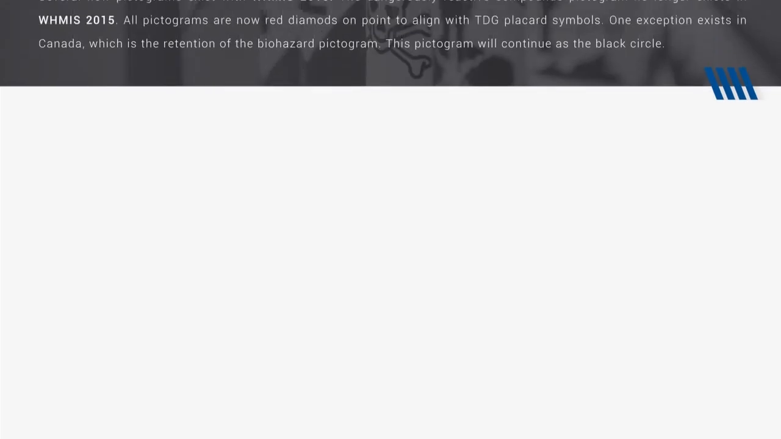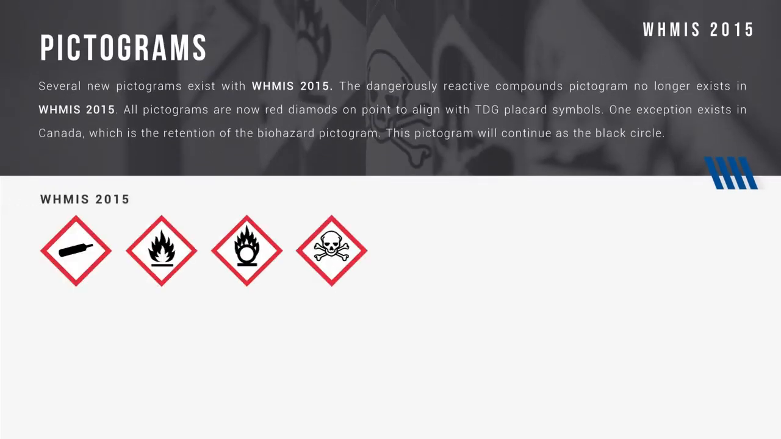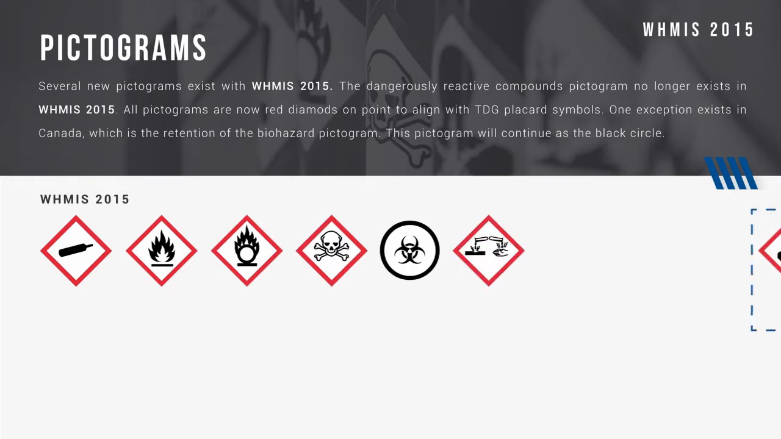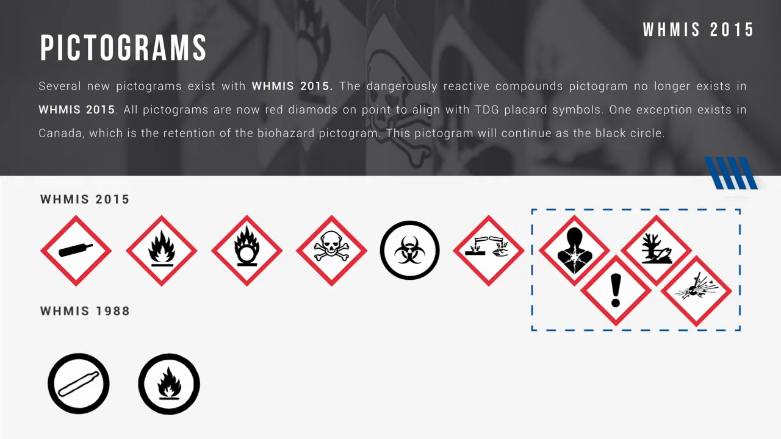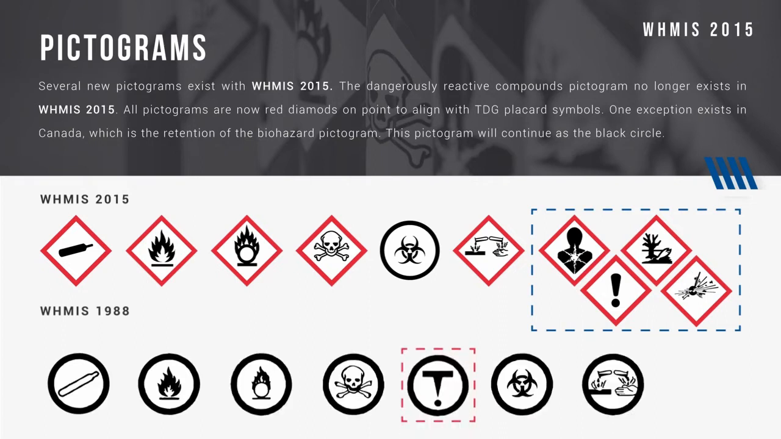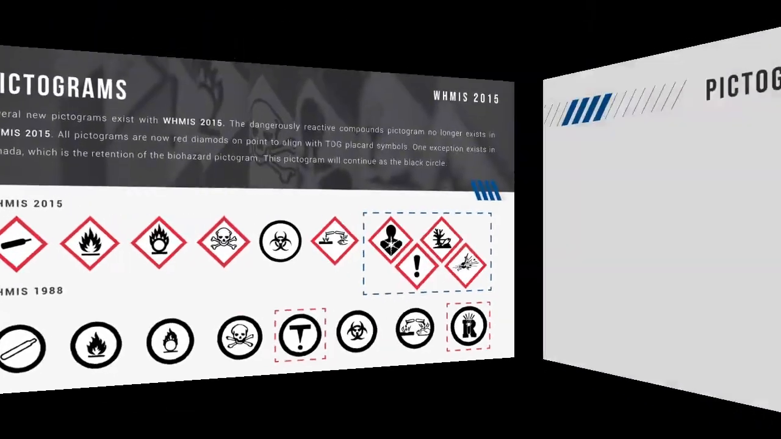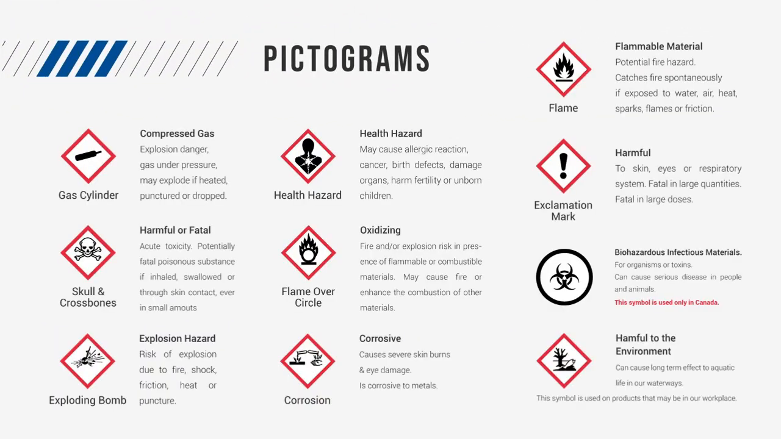Several new pictograms exist with WHMIS 2015 global harmonization. The dangerously reactive compounds pictogram, seen in WHMIS 1988, no longer exists in WHMIS 2015. All pictograms are now red diamonds to align with TDG placard symbols. The only exception is the biohazard pictogram, which will remain the same. Pictograms are used to represent hazards. Hazard classes and categories are assigned to a pictogram.